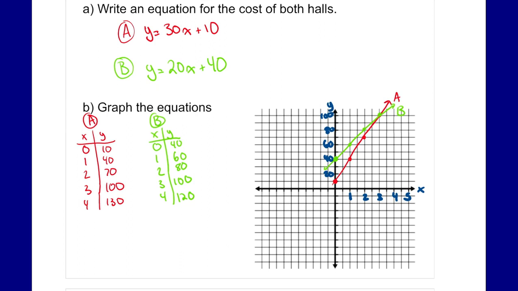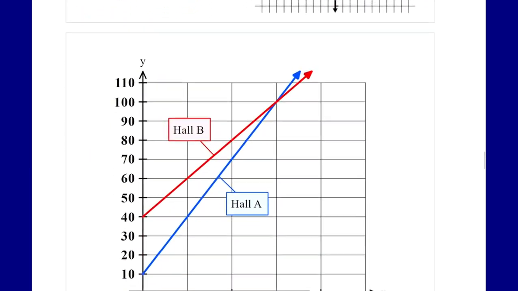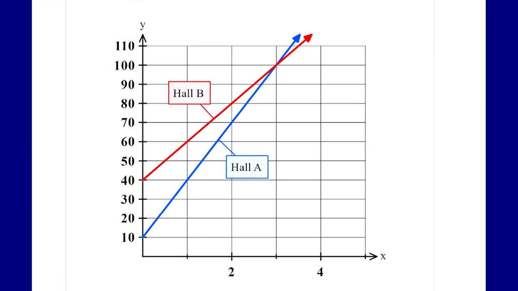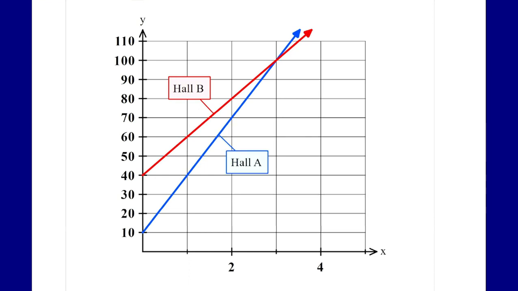Right, and now we can see that they do both cross at this point here at 3 and 100. And we can see that from the table as well. We see those same values coming up. So that means those two lines have the same values at that point. So graphically, we see that here. Again, that's what we should have with our graph, Hall B and Hall A. We can see that they cross at this point, which is at 3 and 100.